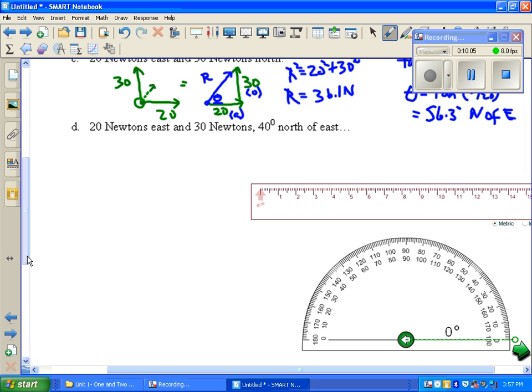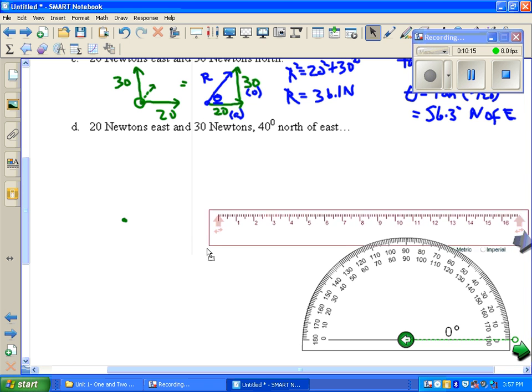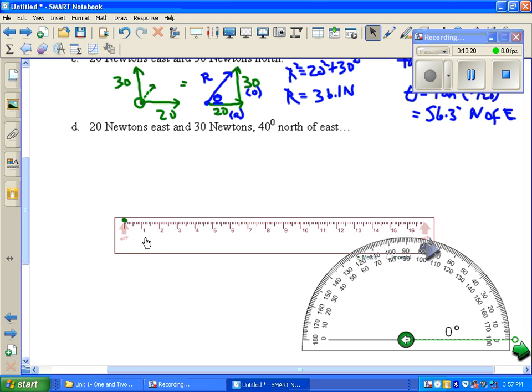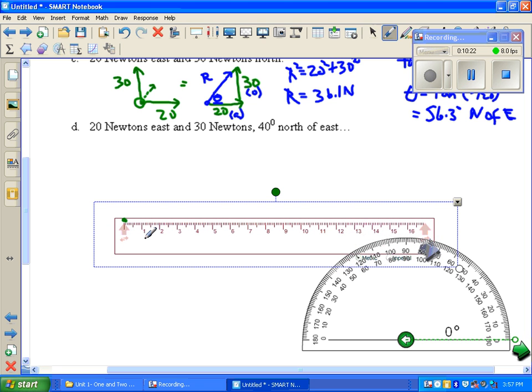So I'm going to draw in my origin here. And I'm going to draw the 20 east first. That's going to be pretty straightforward. I'll slide my ruler over. And let's say I'm going to use a scale of 5 to 1. Maybe I want to make a note of that. Scale is going to be 1 centimeter is 5 newtons.